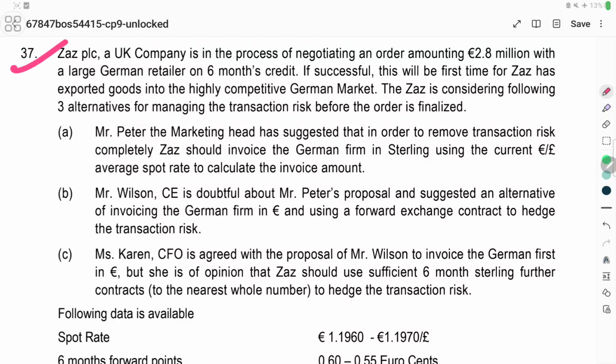Question number 37. ZAZ PLC is a UK company. It's in the process of negotiating an order amounting to euro 2.8 million with a large German retailer on 6 months credit. Okay, so what do you understand from this?